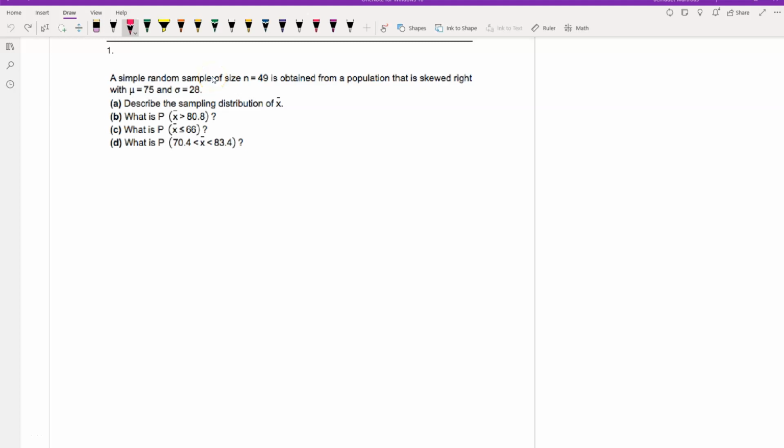A simple random sample of size n equal to 49 is obtained from a population that is skewed right, with mean equal to 75 and standard deviation 28. Part A is asking to describe the sampling distribution of X bar.